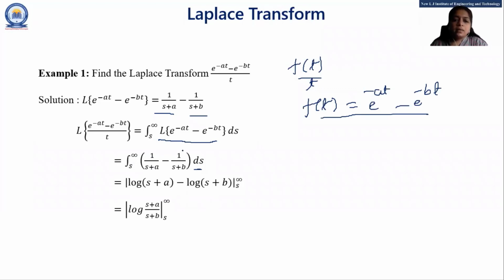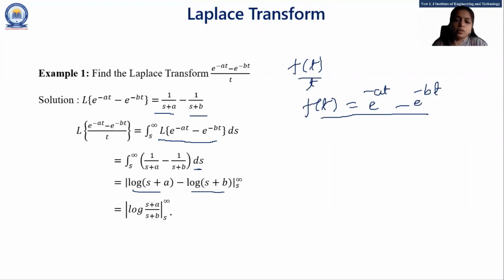And again the derivative of the denominator is in the numerator, so the integration of the second term with respect to s is log of s plus b. Okay, got it? This is the integration of 1 upon s plus a, and this is the integration of 1 upon s plus b with respect to s. With the help of the rule of the logarithm, we'll put log of s plus a minus log of s plus b in the form of log of s plus a upon s plus b. And the limits are s to infinity.